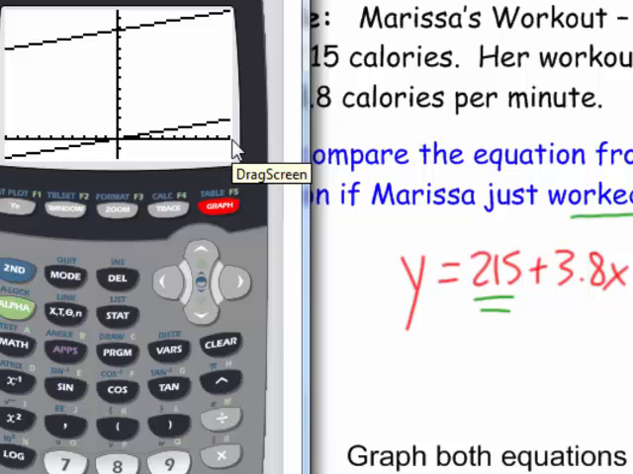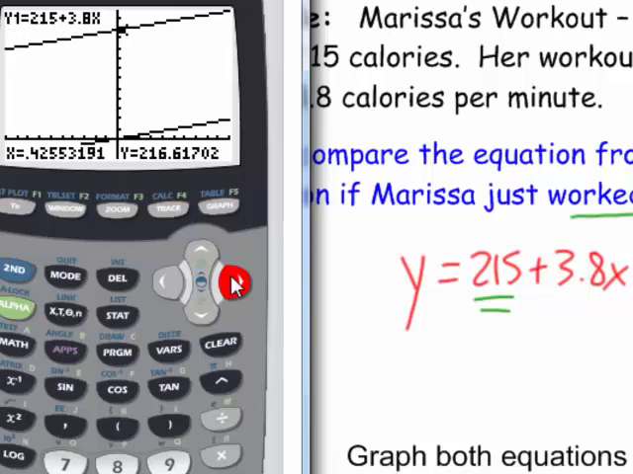Okay, so if you take a look, what do we notice about these graphs? Well, the red one, the one where she actually runs, she's starting out by burning a lot more calories. And if I hit trace, it actually is going to put a dot right on my line. See, so I'm on my first equation, 215 plus 3.8x, it tells you.